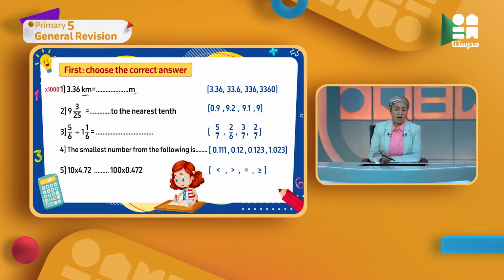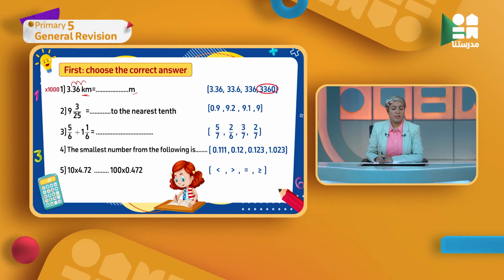Okay, then I have to move the decimal point 3 places because I have 3 zeros. I have here 2 digits only, which are the 3 and the 6. Okay, what is the third place that I move the decimal point to? If I don't have a third digit, I put a 0 instead. So the answer will be 3,360 because I have moved the decimal point to the right hand side 3 places because here I multiply by 1,000. Kilometer to meter is from big to small.